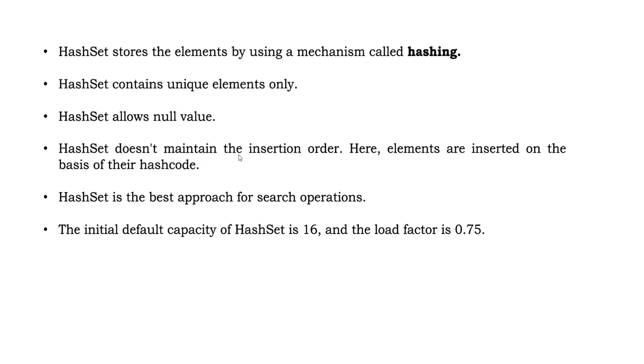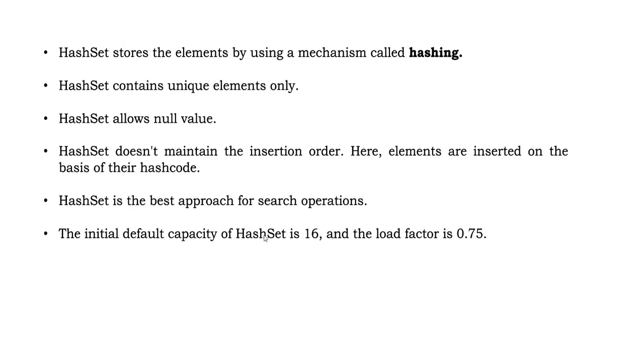HashSet doesn't maintain the insertion order. Here the elements are inserted on the basis of hash code. In case of arrays, we were using an indexing mechanism, so with the index values, it was getting stored. But here, based on the hash code, it stores the elements, so there will not be any indexing. HashSet is the best approach for search operations. Whenever we have a lot of searching operations to be done on a collection, then we can go for HashSet.